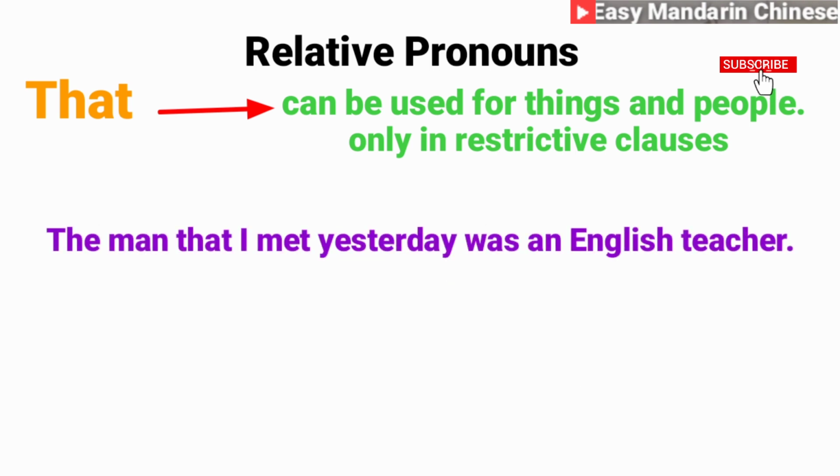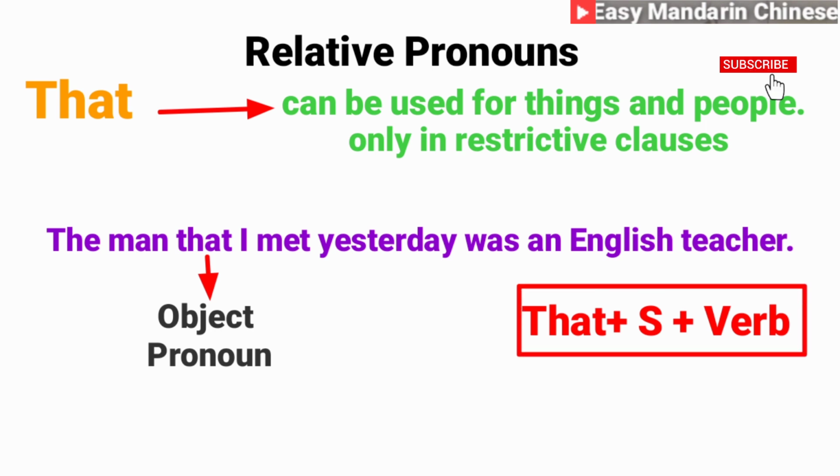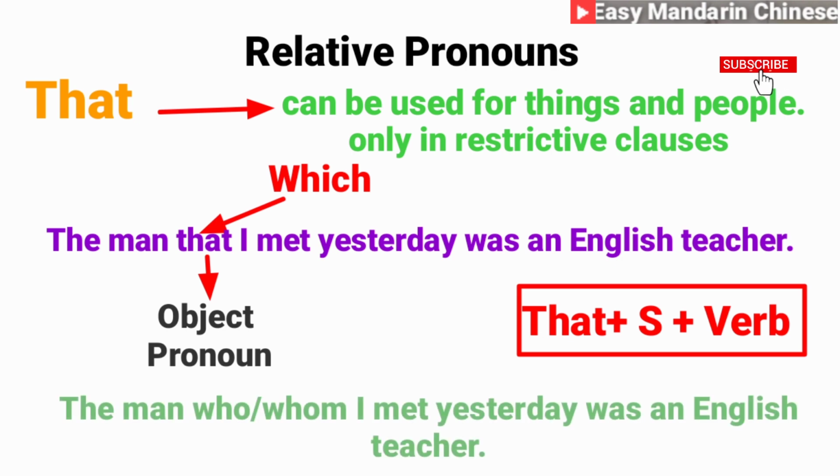The man that I met yesterday was an English teacher. So here that is an object pronoun. That plus subject plus verb. Notice that we can replace that with which in this sentence, and that would make it formal. We can also say the man who or whom I met yesterday was an English teacher.